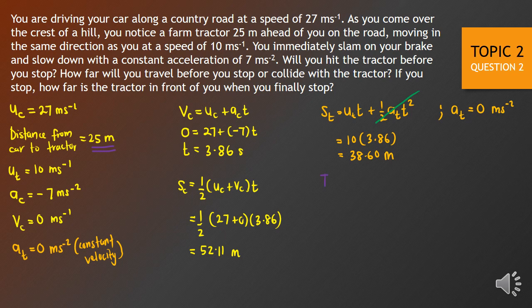okay, let's use a different color. Okay, tractor distance from the initial position of the car would be 38.6 meter plus 25 meter. So we get a value of 63.60 meter. Okay, so then since we know that 63.6 meter, this value here, is greater than 52.11, which means that the car has not reached the tractor yet, we can conclude that the car will not hit the tractor.